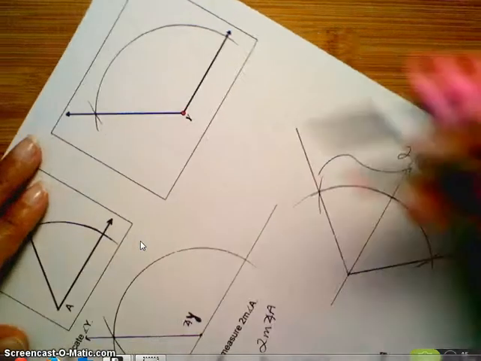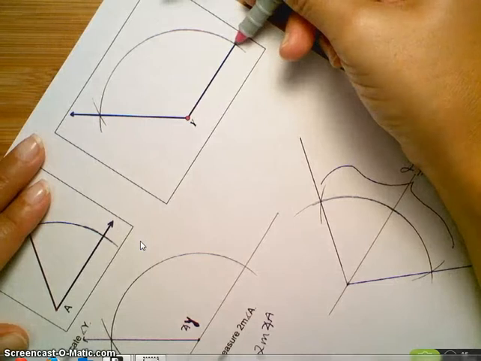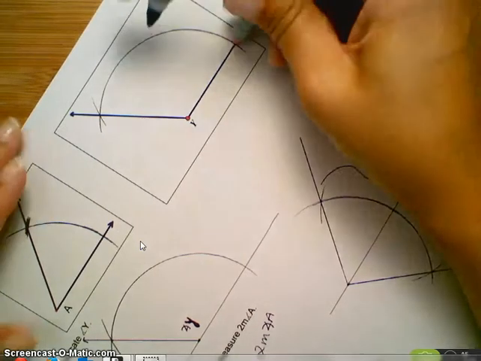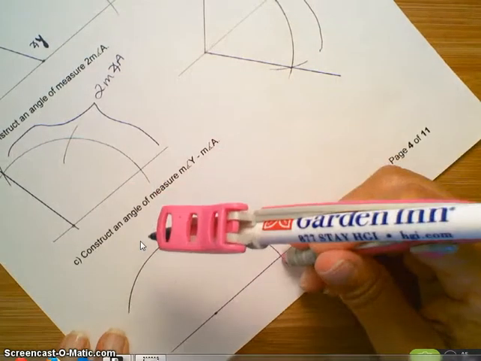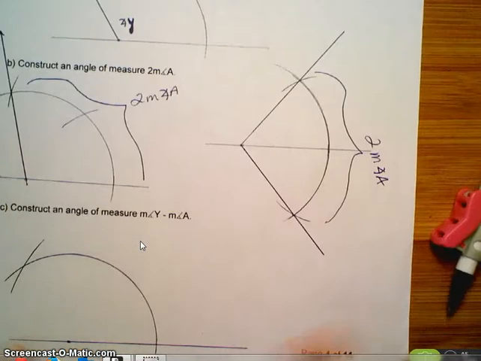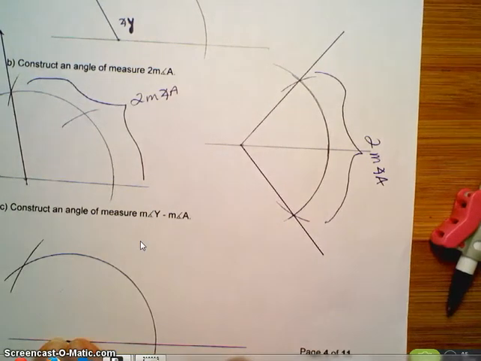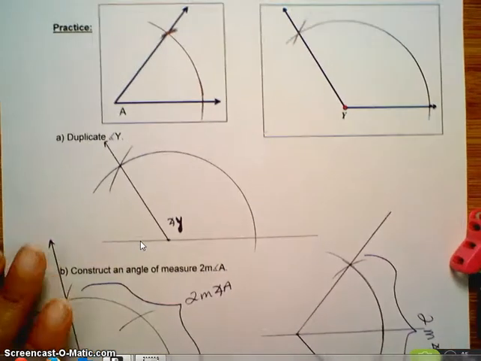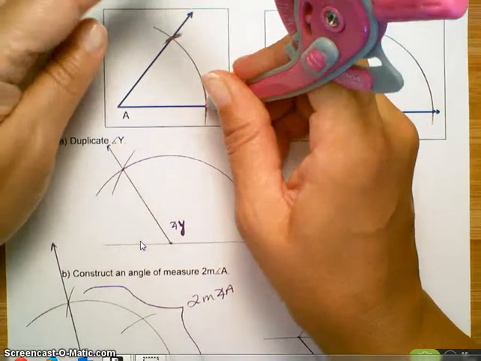I come back to the drawing, pointer goes on the intersection of the arc and the ray, and then we set our compass to reach across the angle. I come back down to where I'm building, compass goes on the intersection point, and I reach across and make an arc mark. Now, at this point, if I drew this ray, I would have angle Y duplicated. I want to take away angle A. So I'm going to go back up to the top of the page. I'm going to set my compass to the distance across angle A.